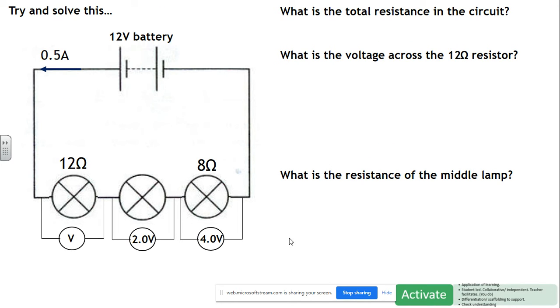Here's something you can try and solve now, thinking about what we did in that last slide. Here we've got a current flowing through a circuit. We've got 3 lamps. We've got some information about each lamp. And the first question is, what is the total resistance in the circuit? Pause it, and I'm coming back now. I'm going to tell you.